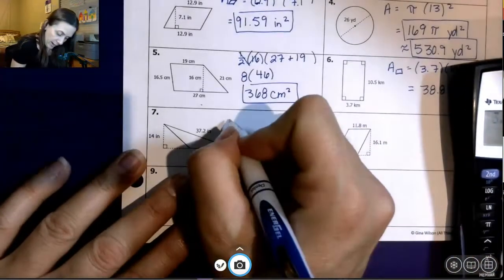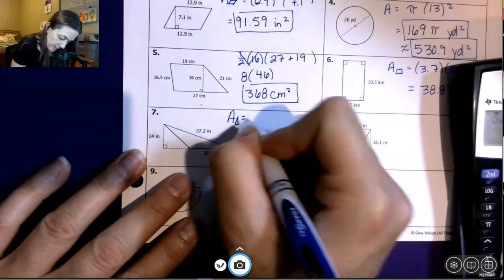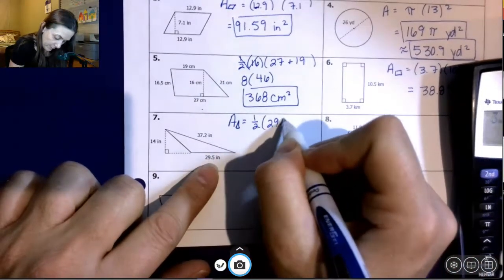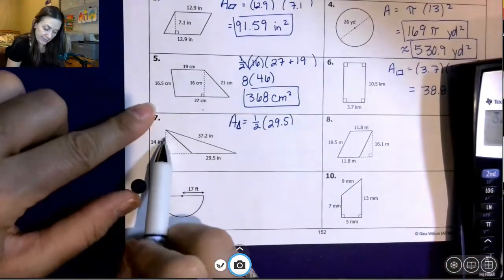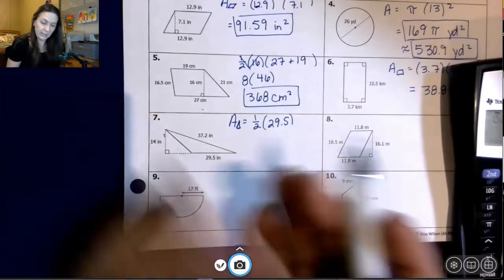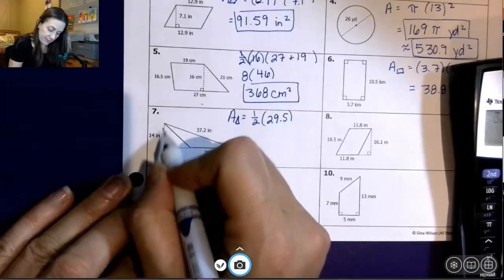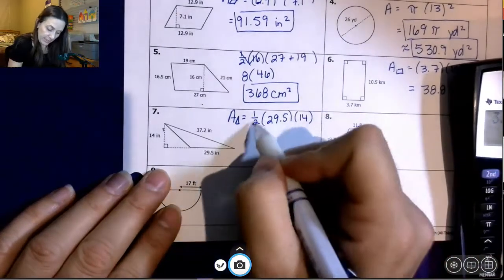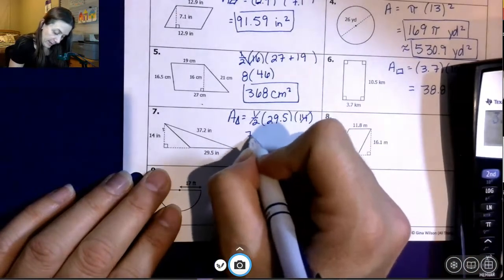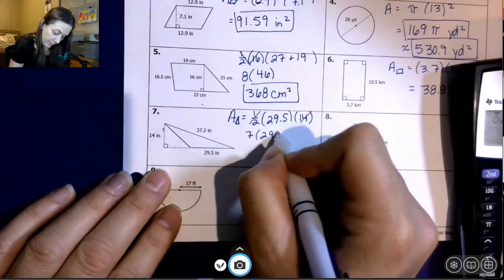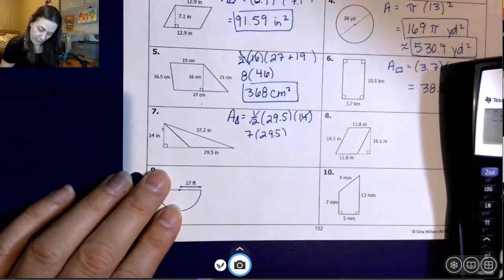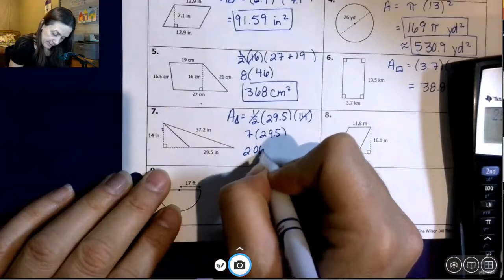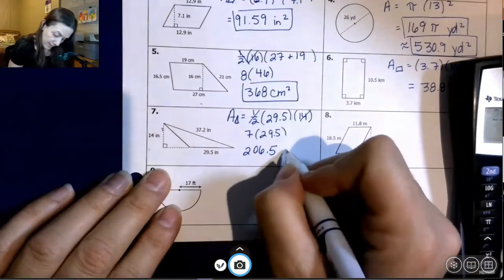Okay, this one again is a triangle, so area of a triangle is 1/2. The base is the 29.5. The height is still, even though it's outside because it's an obtuse triangle, this is still my height, 14. Anytime I can take half, I'm going to take half. 7 times 29.5. I get 206.5 inches squared.